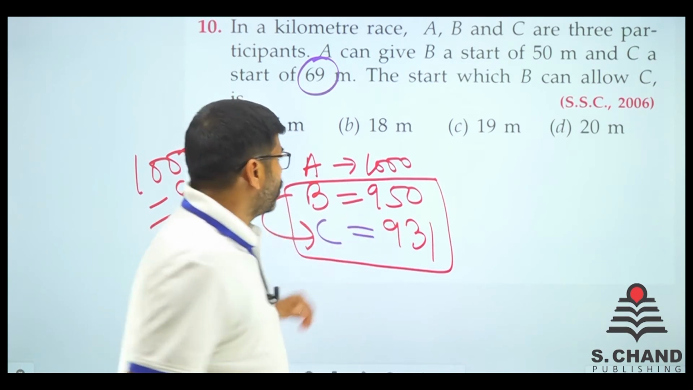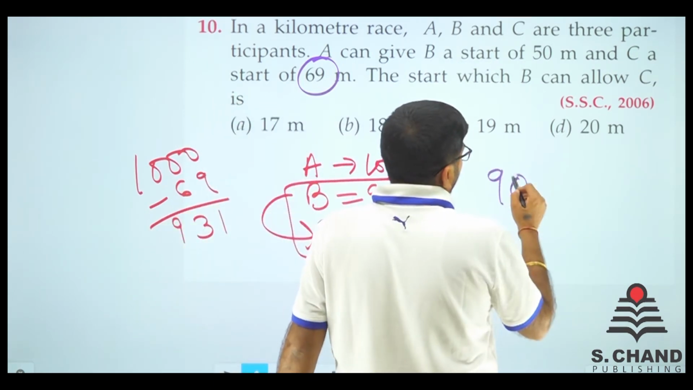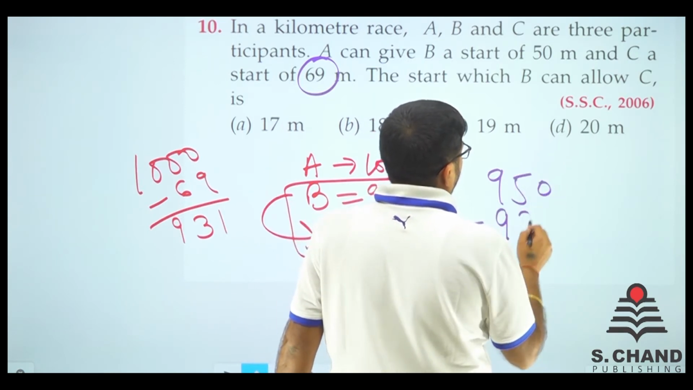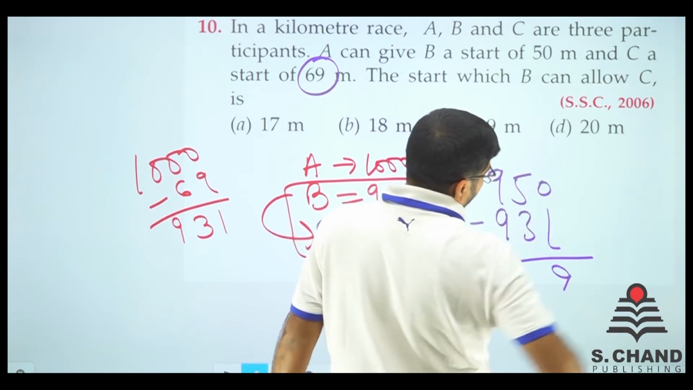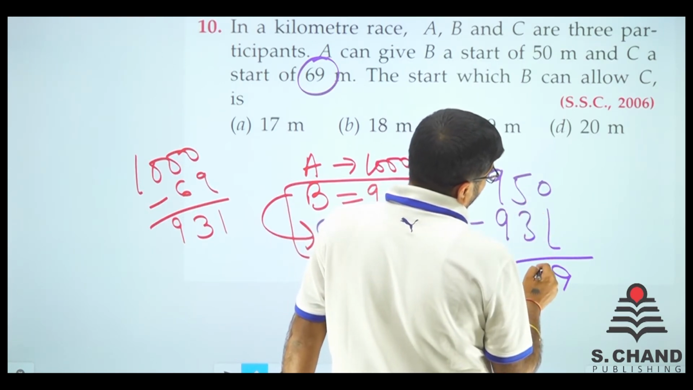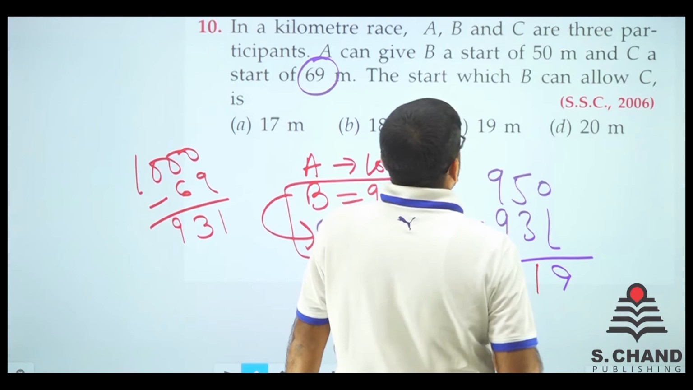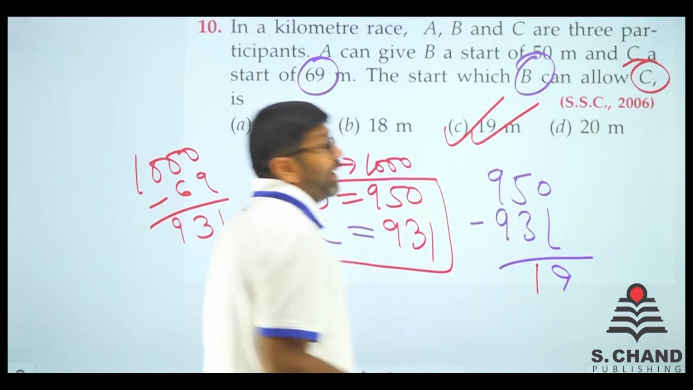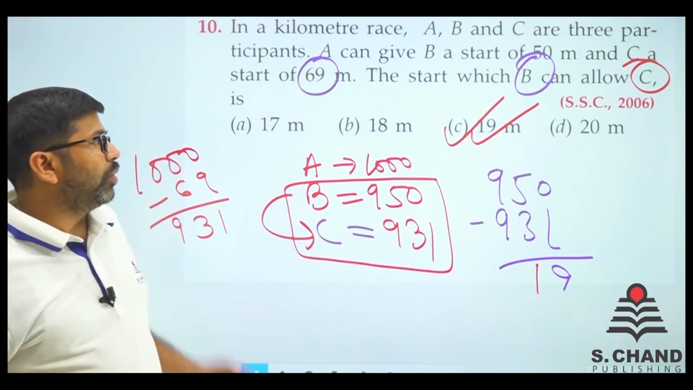So total is 950 and you just subtract 931. So you get 9 over here, then 5 का 4 हो जाएगा, 4 minus 3 is 1. So 19 meter. B can allow C 19 meter. That is the only way.